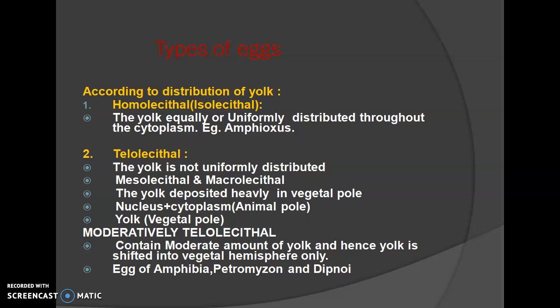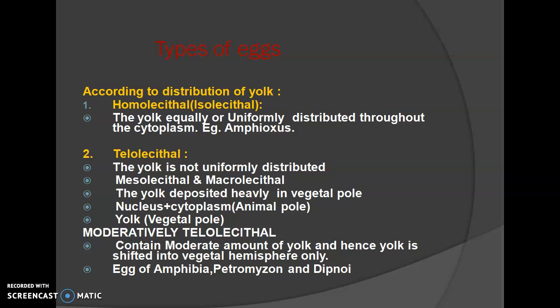Then comes the telolecithal type of egg. Here the yolk is not uniformly distributed. This is exhibited by mesolecithal as well as macrolecithal type of egg. I told you that telolecithal eggs are those in which the yolks are not uniformly distributed throughout the cytoplasm, as in the case of isolecithal or homolecithal type of egg. Here, either it is concentrated in one pole or in the other pole. So the distribution will be different in different regions of the cytoplasm.